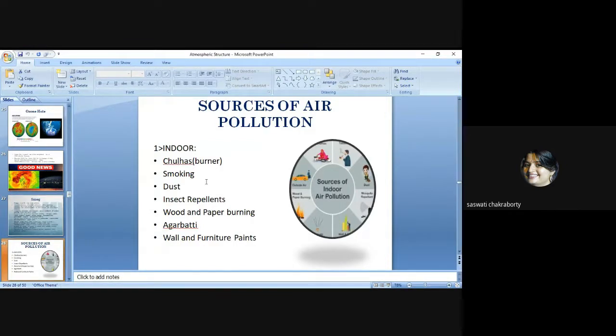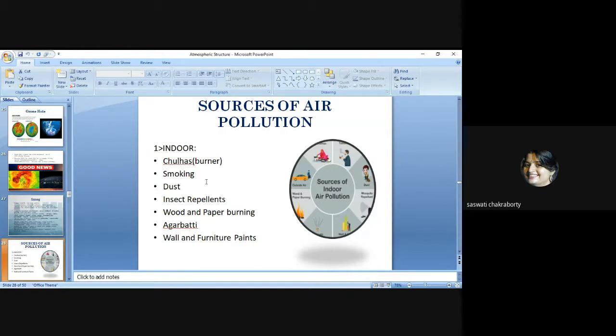Wood and paper burning is something like this: in winters, when we are feeling cold, we make campfires. So we burn wood, paper, and whatnot. We burn garbage. We burn dry leaves. So they are a source of indoor air pollution. Agarbatti also, although I should not comment on that.